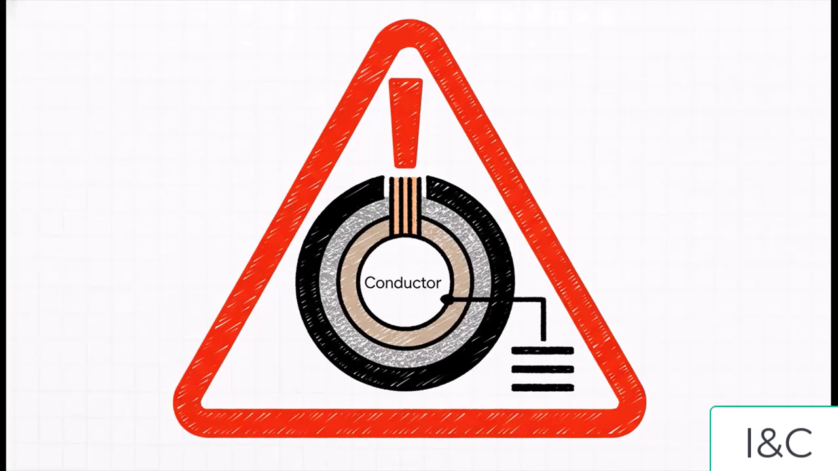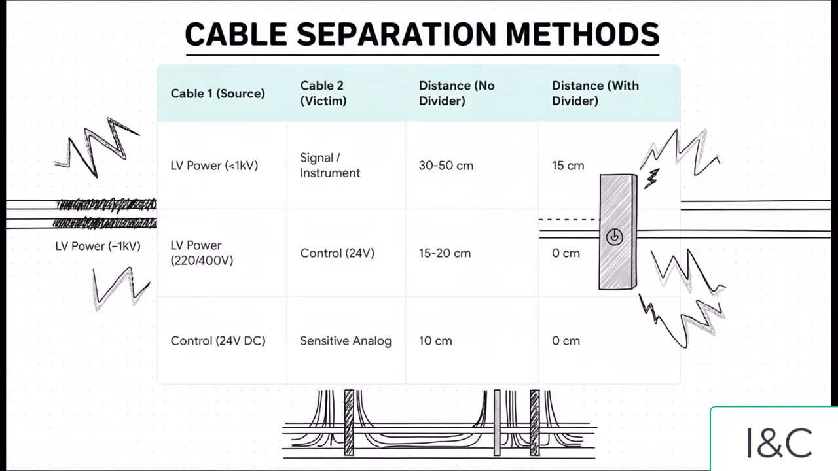This part is non-negotiable. This table right here? This is where we turn all that complicated standard speak into simple, actionable steps. Let's just walk through a really common one. See that first row? You've got a low-voltage power cable next to a sensitive instrument cable. With nothing between them, you need a good 30 to 50 centimeters of space. That's a lot, but just add a simple grounded metal divider and boom, you cut that distance in half, down to just 15 centimeters. Or look at the next row, a 24-volt control cable next to a power cable. With that divider, the required distance drops all the way to 0. This is literally your cheat sheet for laying out a cable tray.